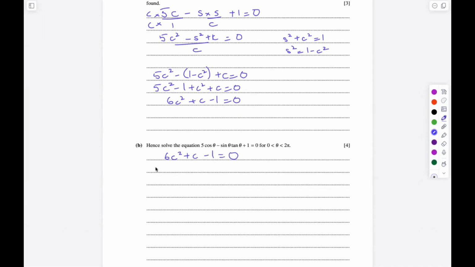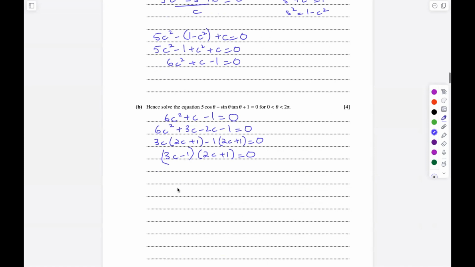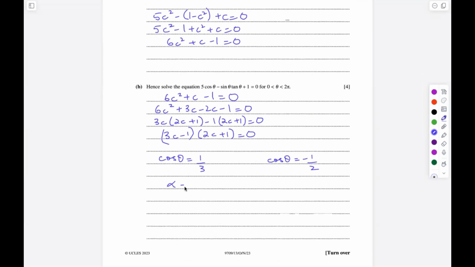First, we can factorize this by middle term breaking. So we can use 3 and minus 2. Taking 3 cos theta common, this will become 2 cos theta plus 1. Taking 1 common, we'll get 2 cos theta plus 1 equals 0. Simplifying, we'll get 3 cos theta minus 1 and 2 cos theta plus 1 equals 0. Finally, we can write cos theta will be equal to 1 upon 3 and cos theta will be equal to minus 1 upon 2.